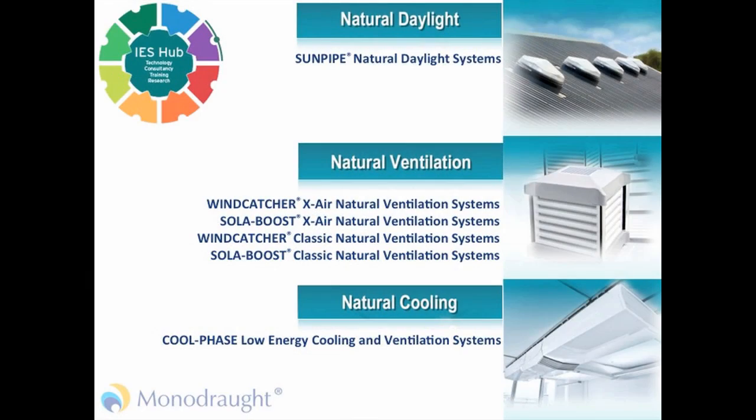But we also have our natural cooling system, which we call our cool phase, a low energy cooling and ventilation system. It utilises a phase change material, what we call a thermal battery, where we can store and release the latent heat from that thermal battery to actively cool a space. At the moment, we currently just have the Windcatchers in operation within this Performance Components module, but we are now working very closely with IES to develop a Performance Components feature for our sun pipes, but also for the cool phase.